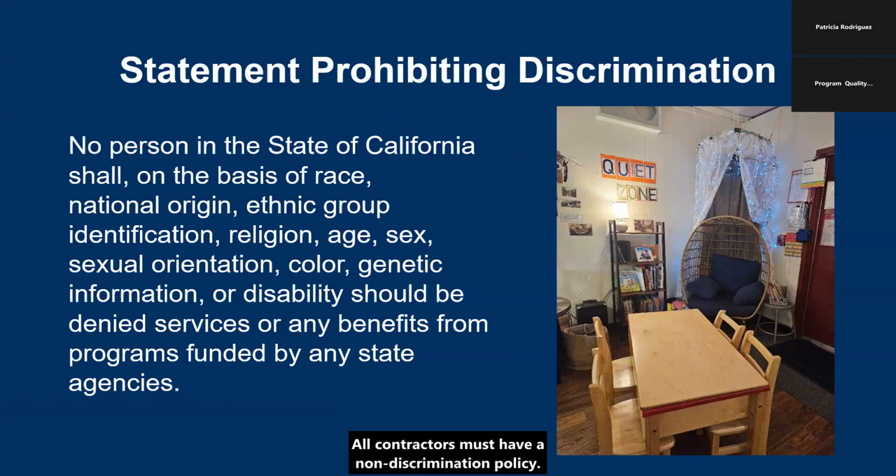All contractors must have a non-discrimination policy. No person in the state of California shall, on the basis of race, national origin, ethnic group identification, religion, age, sex, sexual orientation, color, genetic information, or disability be denied services or any benefits from programs funded by any state agencies.